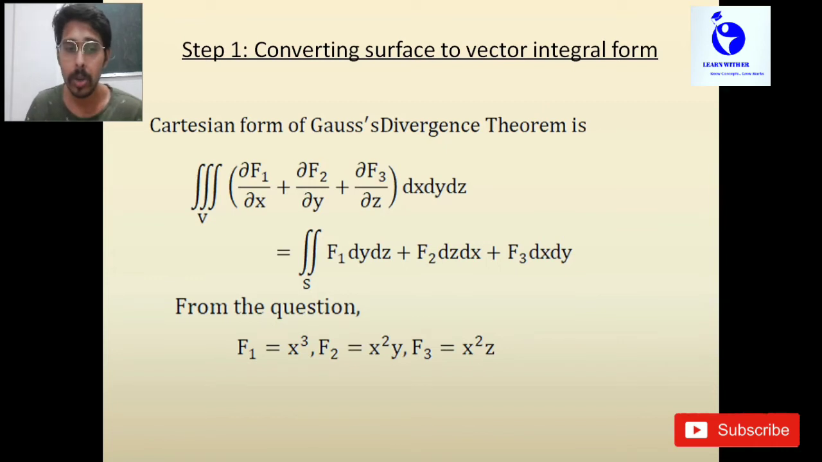Now in order to convert them into a volume integral, sorry, not vector integral, it should be volume integral, what we need to do is simply put this f1 here, this f2 here, and this f3 here. So basically what we are doing is del x of this x cube, del y of this x square y, and del z of this x square z. So this is our next step.